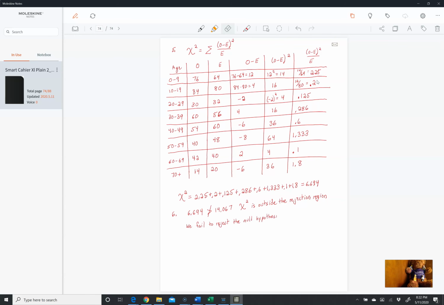Now, what does this mean? Keep in mind, the claim was the alternative hypothesis. The claim was that the distributions differed. And we're saying there's not enough evidence to support that claim. We're failing to reject the null hypothesis. So there's not enough evidence to support the claim that at a 5% level of significance, the distribution of ages today differs from the distribution of ages 10 years ago.